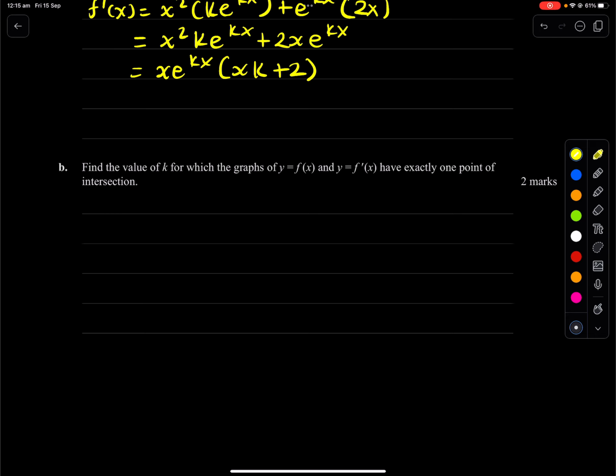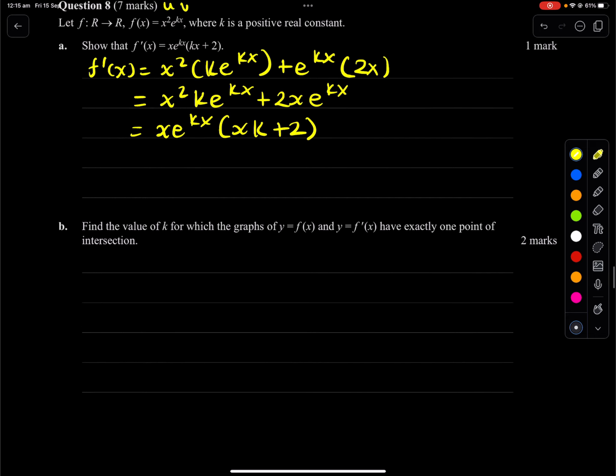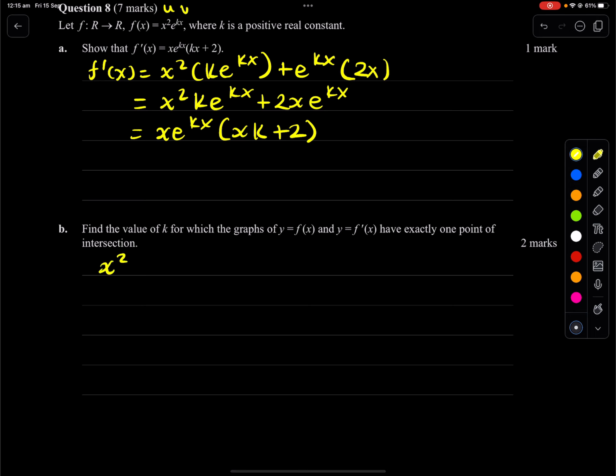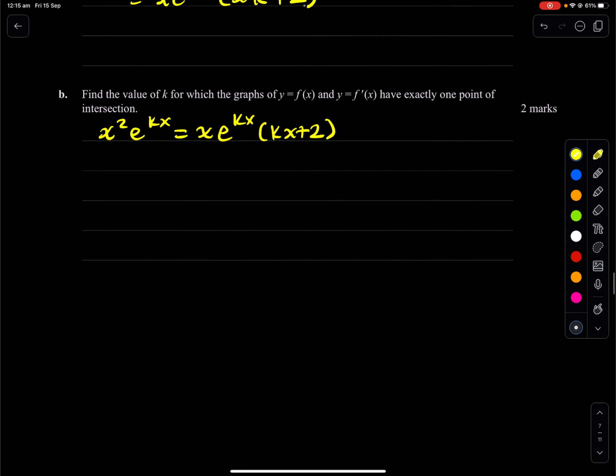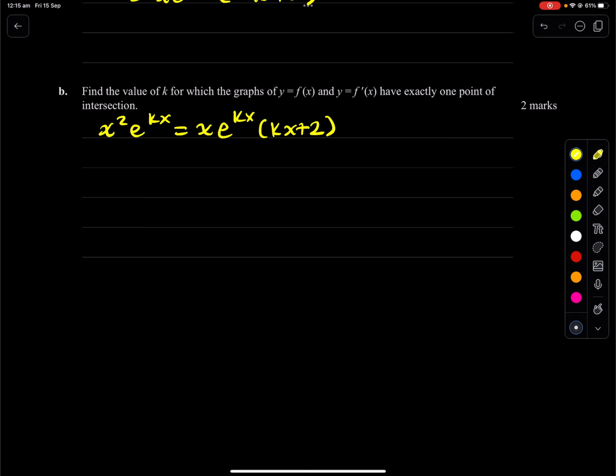Find the value of k for which the graph of f of x and f dash of x have exactly one point of intersection. So we're saying x squared e^(kx) must equal x e^(kx) times (kx plus 2). Okay, what do we do? Well, these x's will already create a solution, because when x equals 0, that's already a solution. So that's already one intersection.